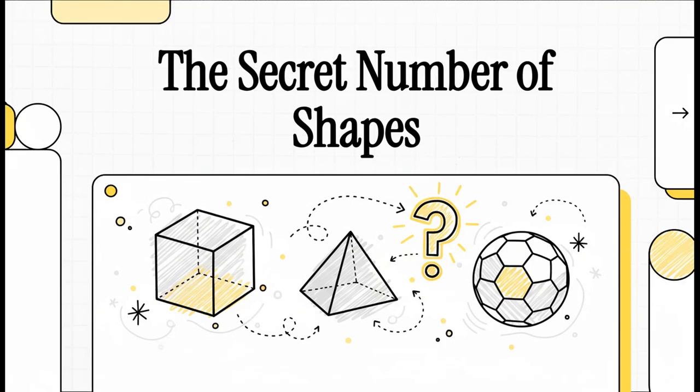Okay, get this. What if I told you that the simplest shapes you can imagine, a cube, a pyramid, even a soccer ball, are all hiding a secret, a single mysterious number that basically defines who they are? It's this incredible link that connects something as simple as counting corners to the very fabric of space itself.